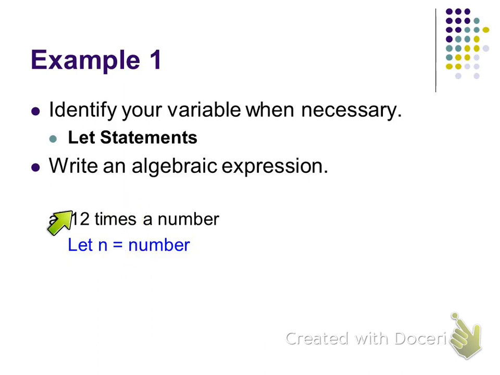Now, I'm just going to rewrite this using math symbols, and instead of the words a number, I'm going to use the variable that I just picked. So 12 times a number would be written as 12n. And remember, a number right next to a letter, we call this the coefficient. We call this the variable. That means multiplication. Any questions so far?